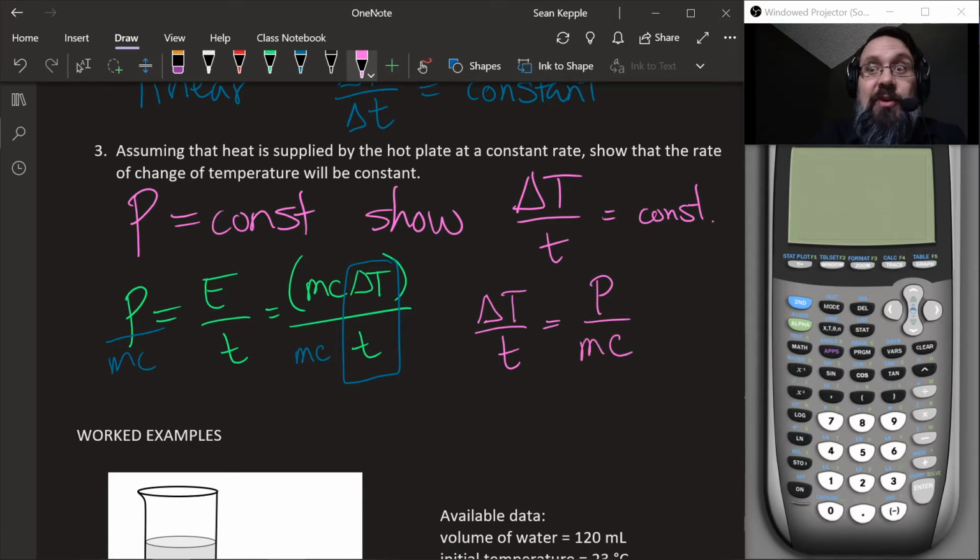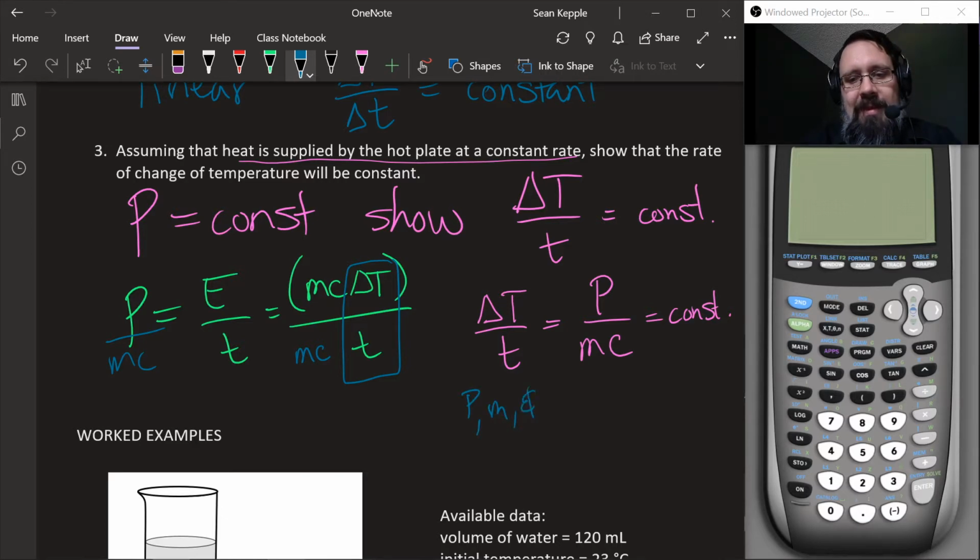And we said that we were assuming that the heat supplied is constant. So the power is constant. That's the power on top. And we also assumed that the mass was constant and the specific heat is constant. So that shows us that as long as the power is constant, the heating rate, delta T over t, the rate of change of temperature, should also be constant. And this is only if P, m, and c are constant. So that's the main idea of this lesson. So now we're just going to be doing a bunch of worked examples using this equation and using these ideas of power and heat.